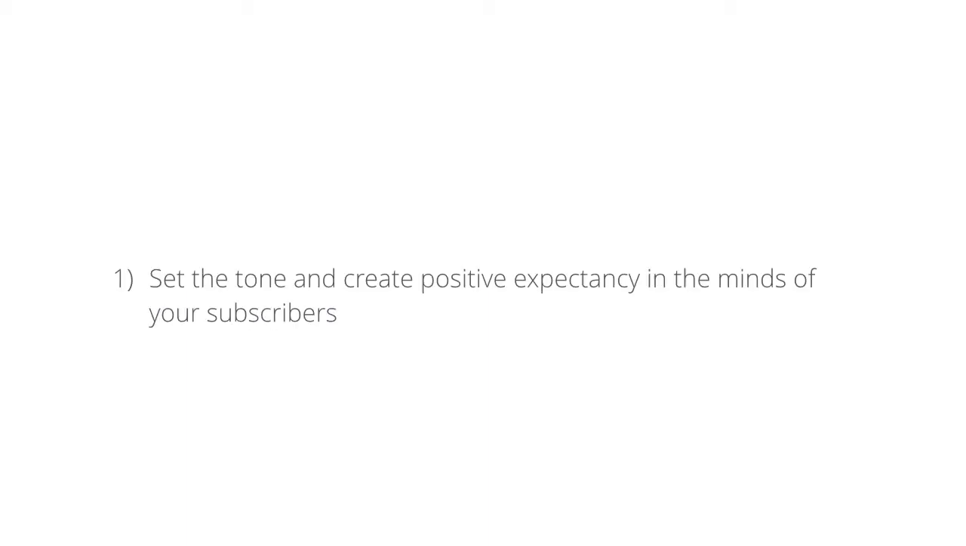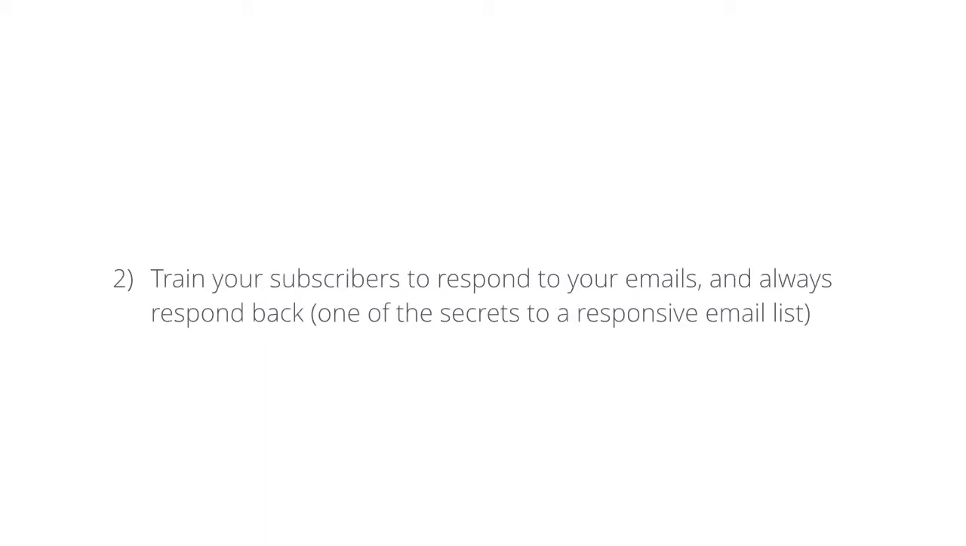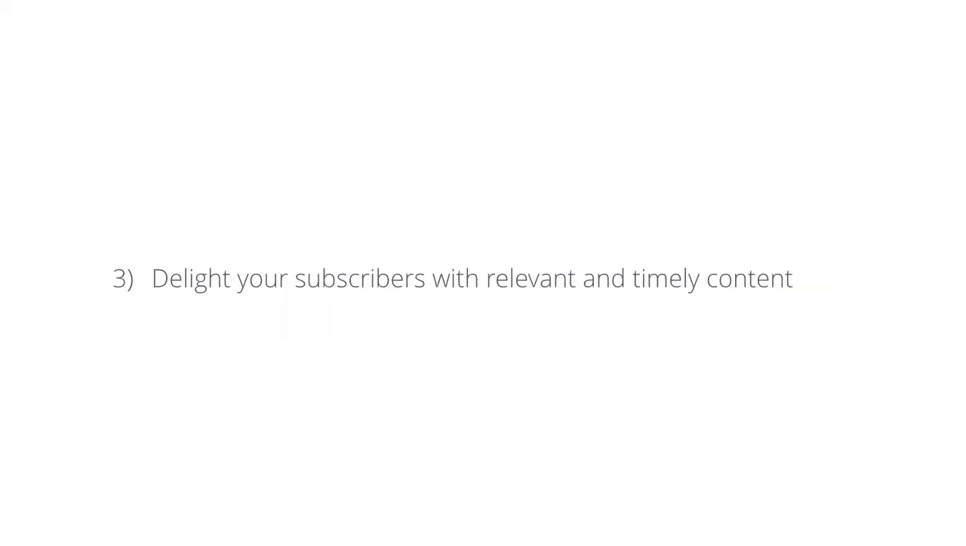So the first thing you want to do is set the tone and create positive expectancy in the minds of your subscribers. Second thing you want to do is train your subscribers to respond to your emails and always respond back. And that's one of the secrets to a responsive email list. So you want to let them know what's coming, what content you'll be sending, and how often you're going to be emailing them, so they know straight out of the gate what to expect. Thirdly, delight your customers, your subscribers, with relevant and timely content.